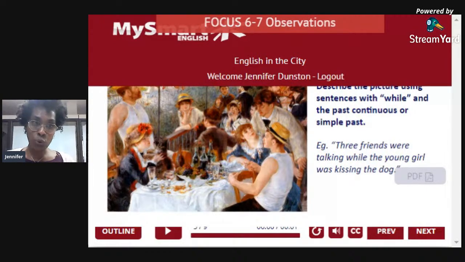Now, notice that we don't use when and while together in the same sentence. We use one or the other. So if we have while she was kissing the dog, we don't have when. While she was kissing the dog, it started to rain. If we use when, then we don't have while. She was kissing the dog when it started to rain. And that simply depends on what we want to emphasize in our storytelling, because we know that we tell stories using the past. And by using past continuous and past simple, we give a sequence of events.